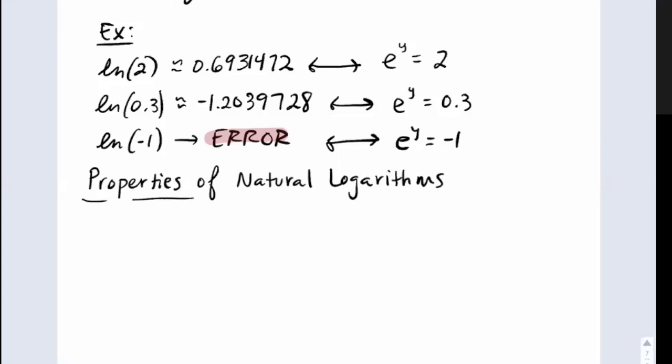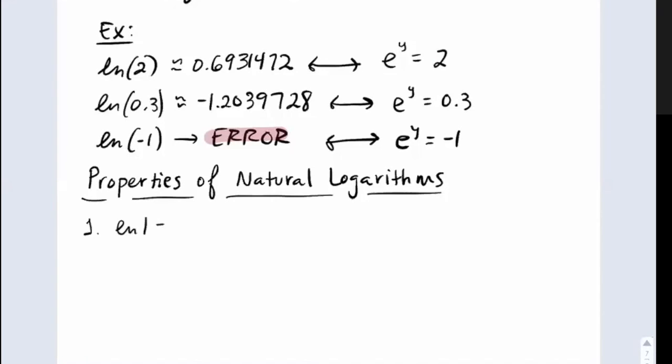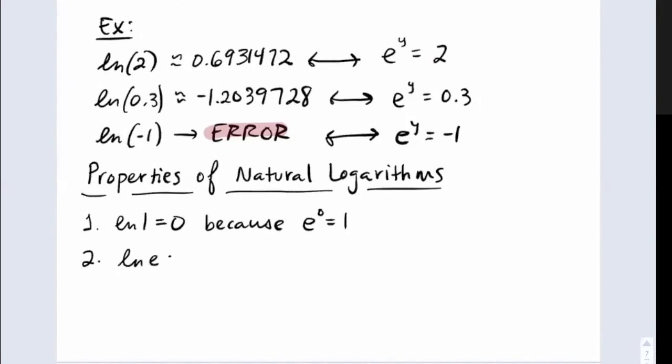Okay, so here we go. Number one, if you remember from last lesson, ln of 1 is 0, and that is because e raised to the 0th power is 1. Number two, ln of e is 1, and that should be pretty easy and intuitive to understand because e to the first is going to be e.